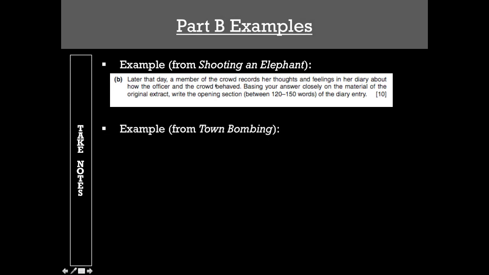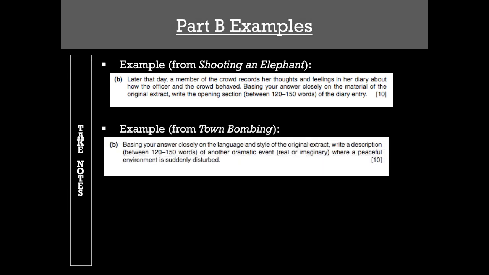Second example is from Town Bombing. Basing your answer closely on the language and style of the original, write a description of another dramatic event, real or imaginary, where a peaceful environment is suddenly disturbed. So this one, you still maintain the original language and the original tone of it, but now you just change the location. Instead of a town that's being bombed, you can do a zombie apocalypse, or a forest fire, anything that you really want, as long as it's 120 to 150 words.